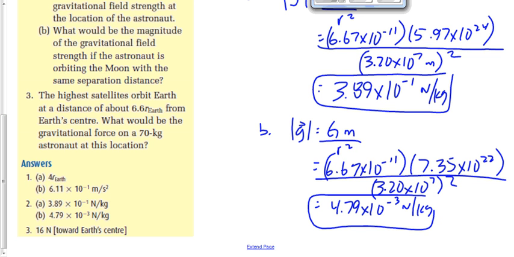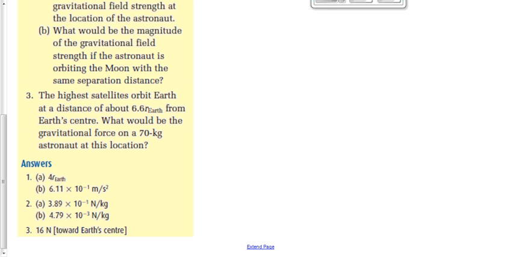If you wanted to find a ratio between the two, you'd divide them, of course. All right, let's take a look at question number 3. It says the highest satellites orbit Earth at a distance of about 6.6 times the radius of the Earth. That's a long way away, right? The radius of the Earth is 6.38 times 10 to the 6 meters. 6.6 times that is a big number.